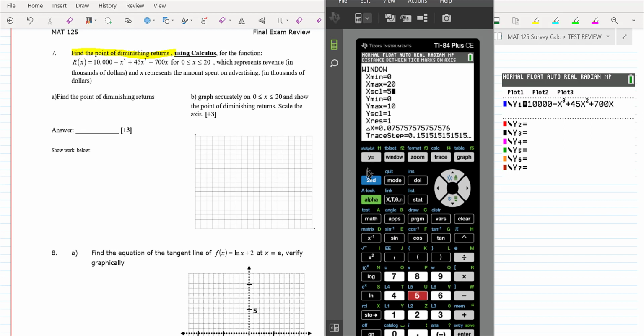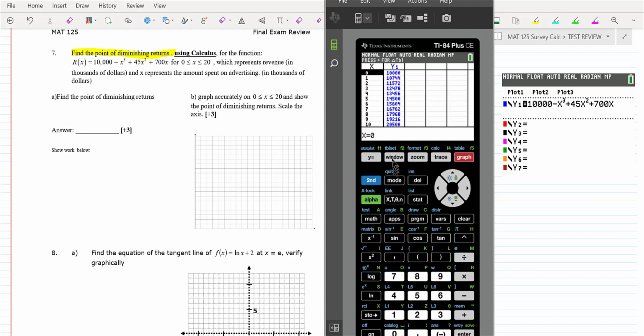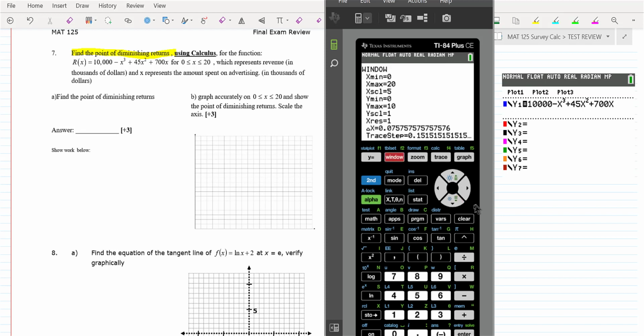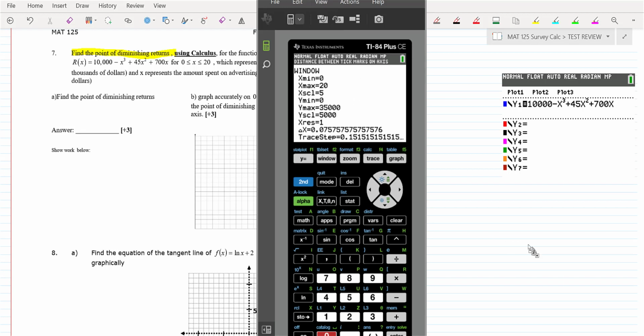Then again, for the y's, I can tell a lot of students still don't understand how to figure y out. Just go to your table of values and look at the values. The values are up in the tens of thousands. It looks like when I get all the way to 20, I'm at 34,000. So a sensible way to do this would be maybe go 0 to, how about 35,000 or 40,000? It's your call. Maybe scale by 5,000 or something like that. That's a good way to get that put together.